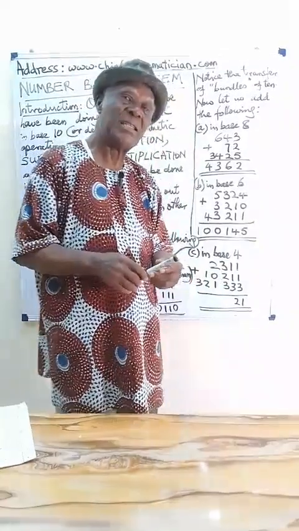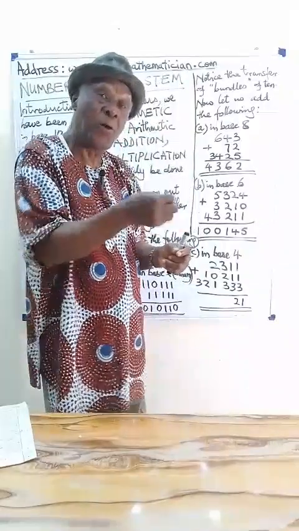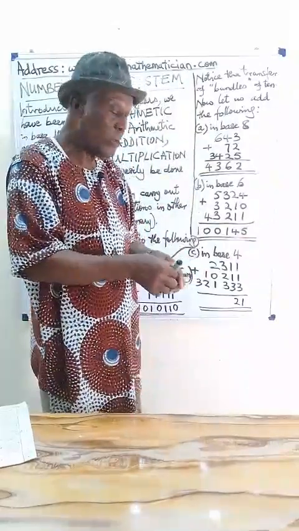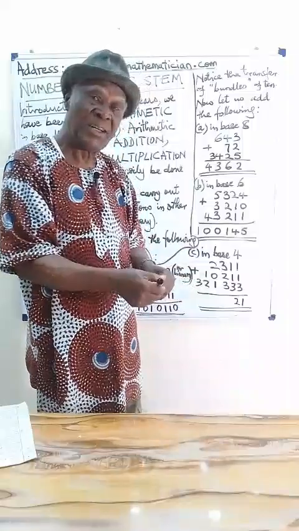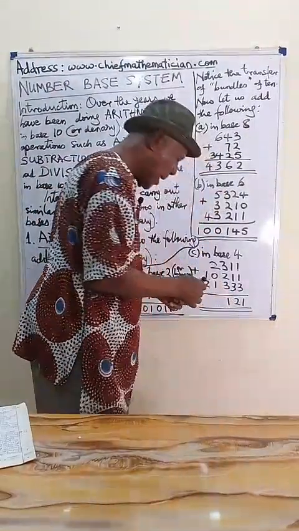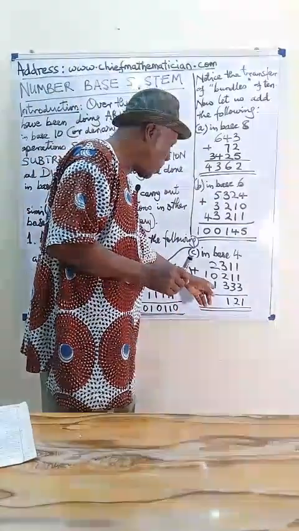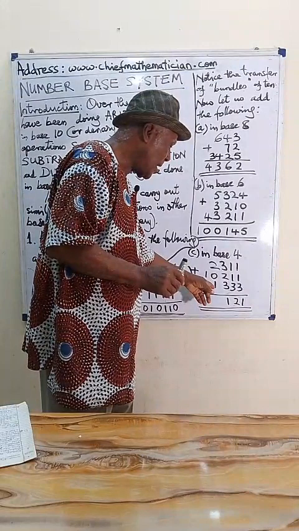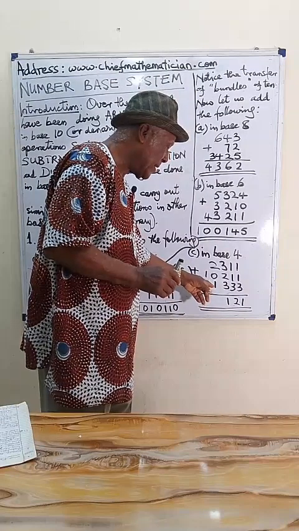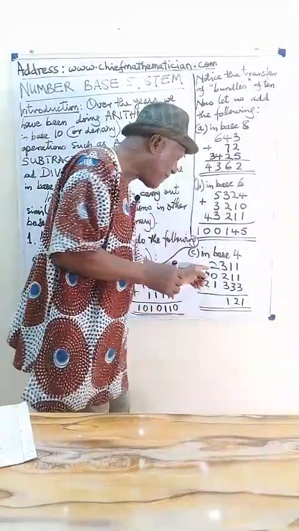9 contains 2 bundles of 4, remainder 1. So you have to put 1 down there and carry the 2. 2 plus 1 is 3, plus 0 still 3, plus 2, 5.